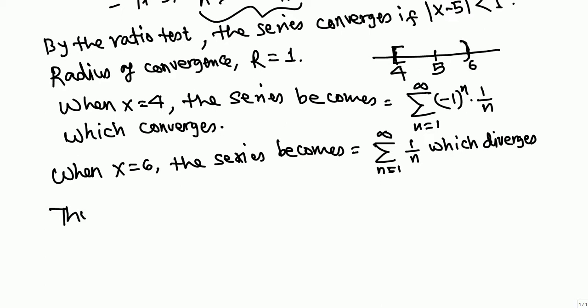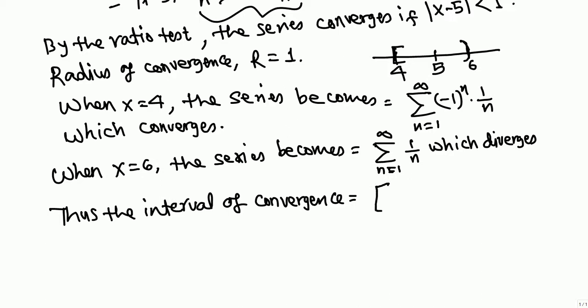Thus the interval of convergence for the given power series is 4 included, center 5, all the way to 6, but 6 is not included.